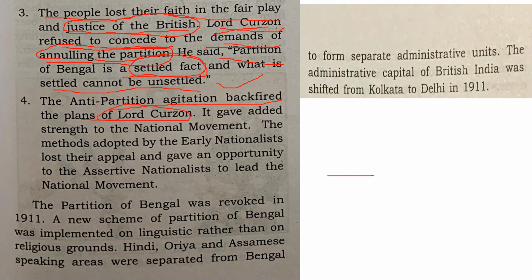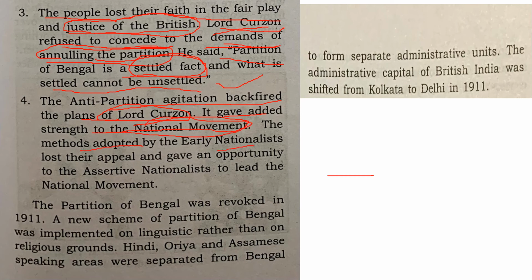So Lord Curzon did this just to divide Hindus and Muslims, and also to exploit Bengal very easily. But the assumptions that Lord Curzon had, or the profits that they were expecting through this partition, didn't come true. It gave added strength to the national movement. As I told you, the British wanted to stop Bengal from emerging as a nerve center of nationalism. But instead, it created a very strong national movement in Bengal itself.